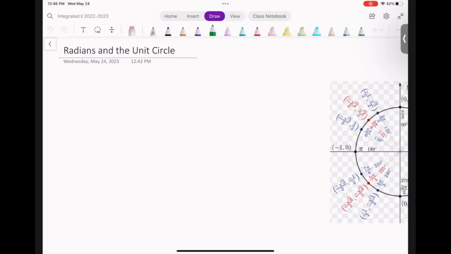Okay, so today we're going to go over radians and the unit circle. So first of all, what is a radian? The best way to describe a radian is that it helps you measure angles, except it doesn't have a unit, which sounds really confusing, right? Because you're like, it doesn't have a unit, Miss Johnson? No, it doesn't have a unit.